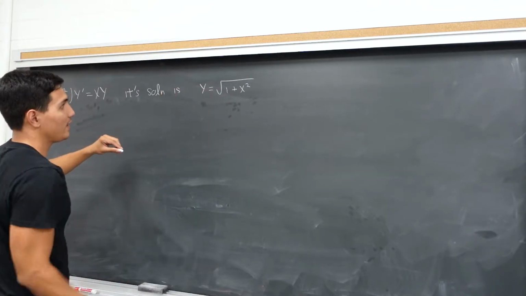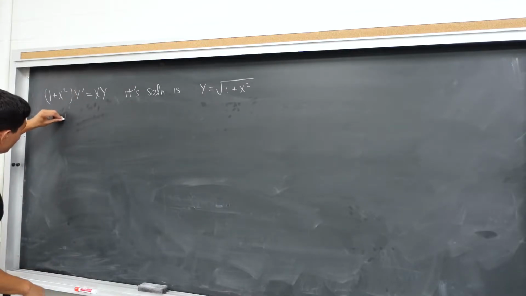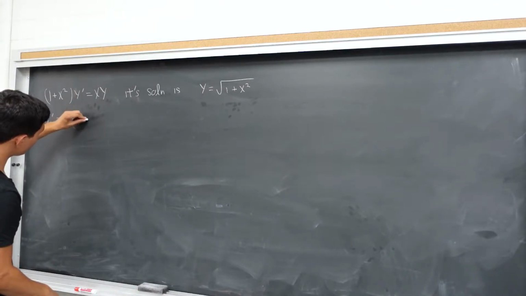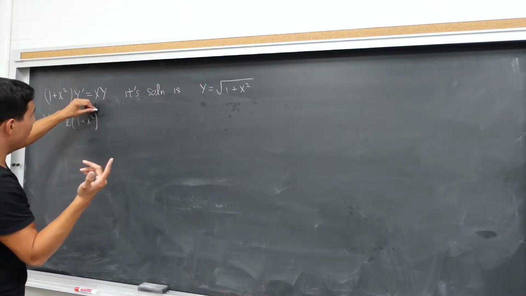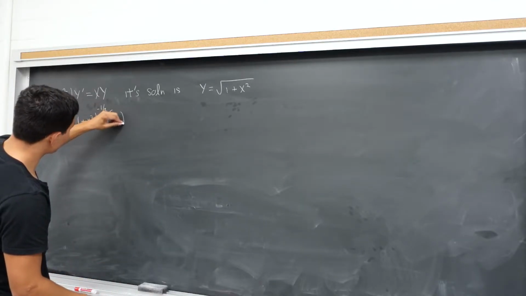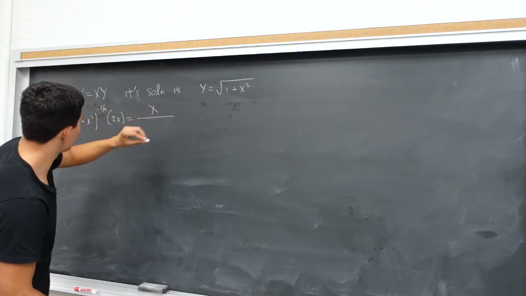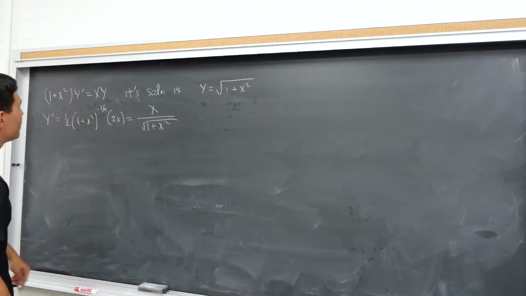So why don't we start by finding y prime, because y prime is in here. It'll be 1/2, 1 plus x squared. 1/2 minus 1 is -1/2. Take it with respect to x, it's going to be 2x. We have x over 1 plus x squared, square rooted.